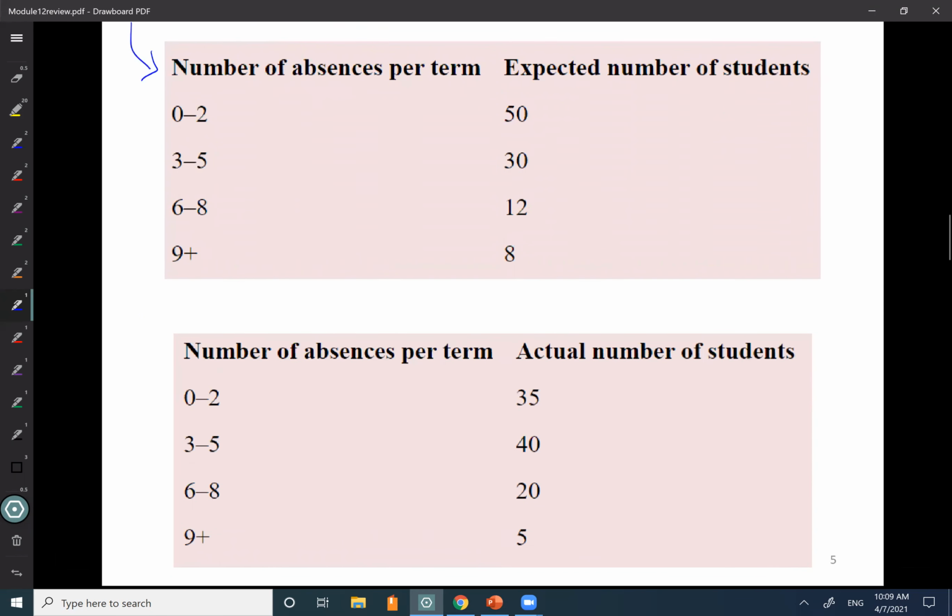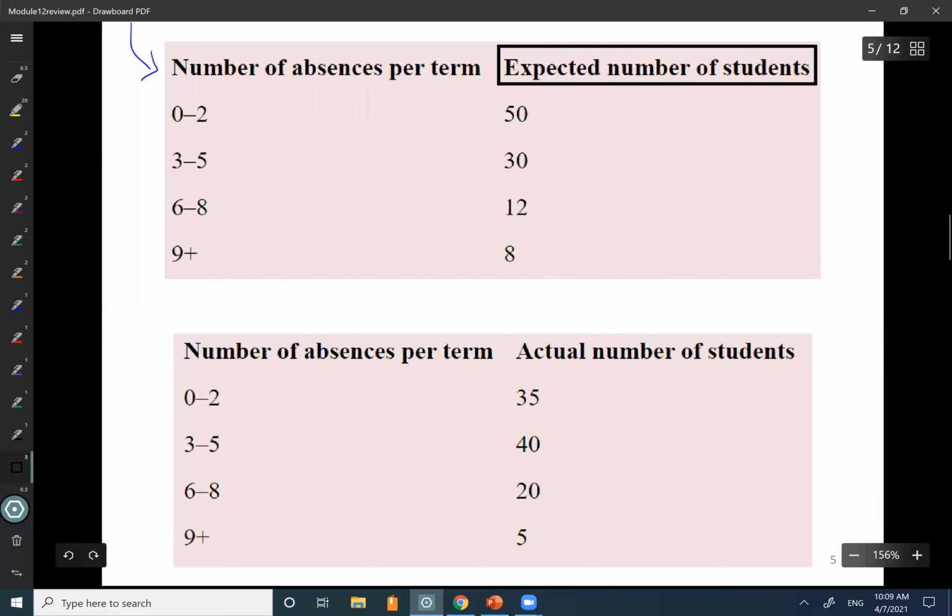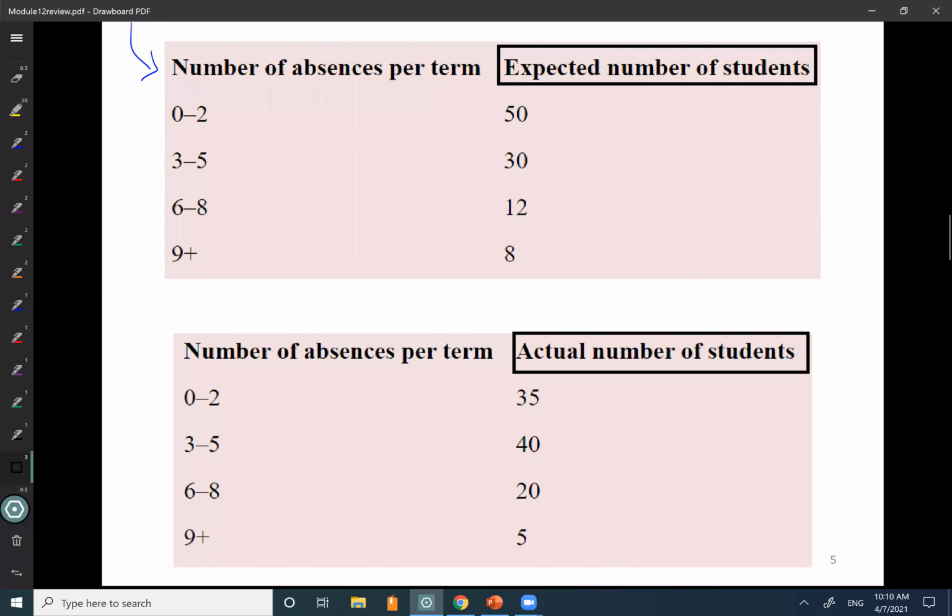Remember, this was the expected number of students. And now this is what the data actually showed when they collected the data, what actually happened. So we have the keywords there, expected and actual. Another word for actual is observed.